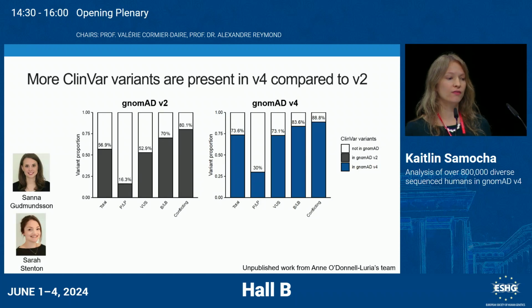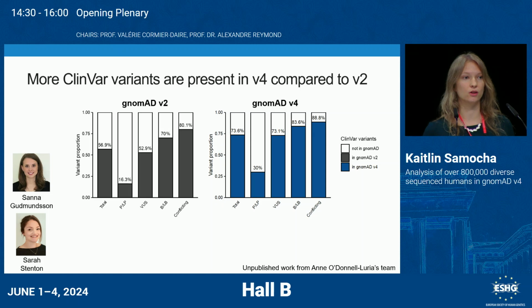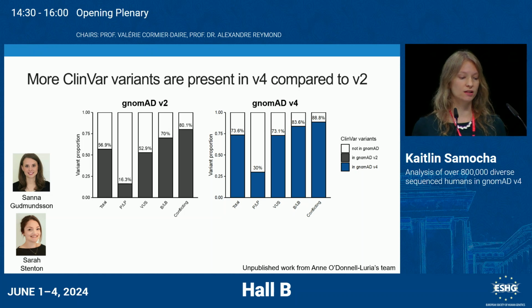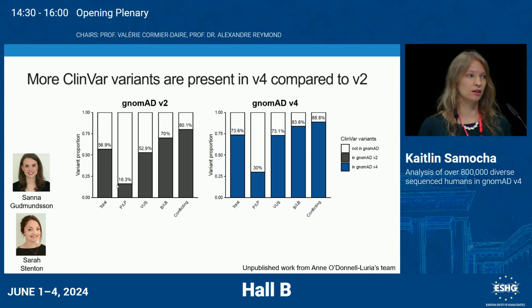So to walk through this, we first wanted to focus on ClinVar variants that were present in v2 and v4. And this is work being spearheaded by Sanna Gudmundsson. It's unpublished, coming out of Anne O'Donnell-Luria's lab, but we're hoping this manuscript will be up soon with some follow-up by Sarah Stenton. So in gnomAD v2, we saw about 56% of all ClinVar variants were in that v2 data set. Mostly that was coming from benign and likely benign variants, and it was a little more rare for the pathogenic. So only 16% of pathogenic, likely pathogenic ClinVar variants were in the v2 data set.